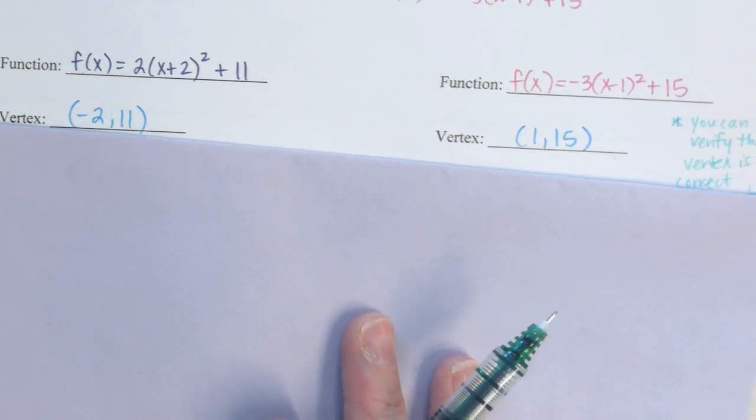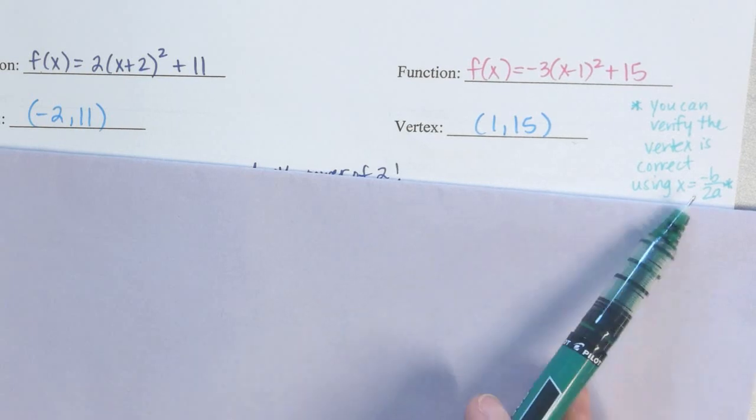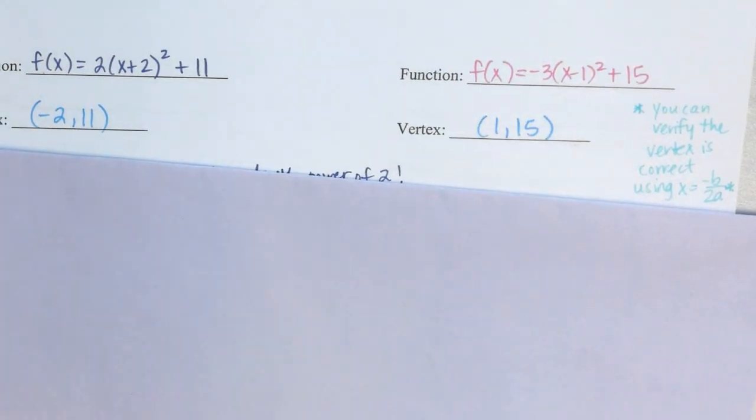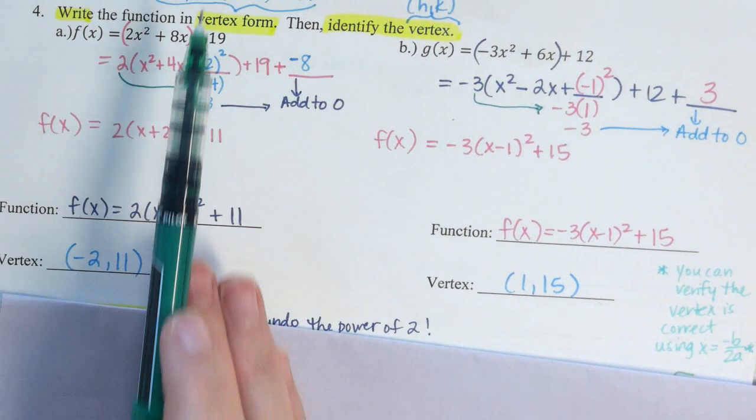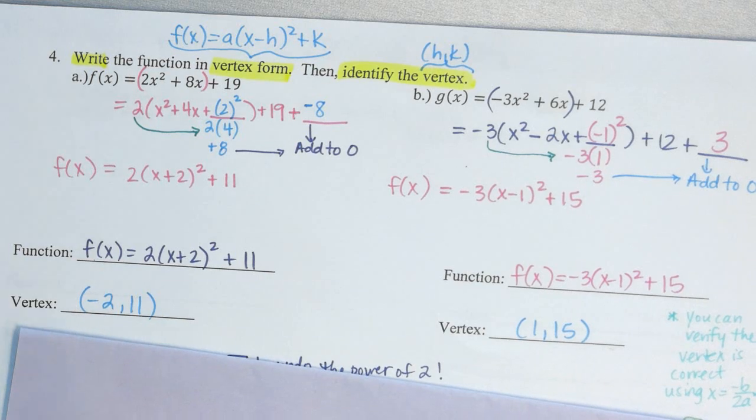Okay, another thing you can do with those is you can verify whether your vertex is correct using this. You just have to make sure you show your work from completing your square. But this will be your final form. You have to have your f of x equals. Okay?